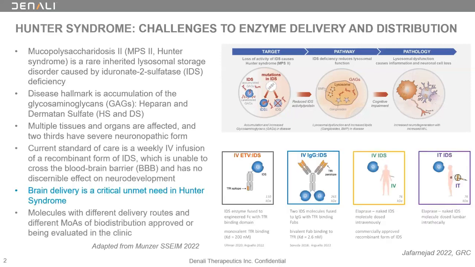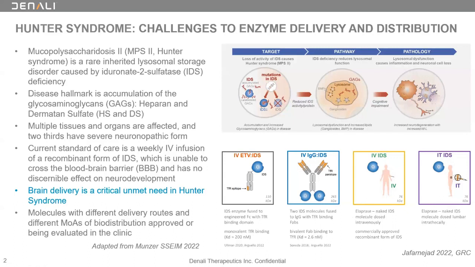Now, the current standard of care is essentially enzyme replacement therapy, and the approved molecule that we have is Elaprase. One of the limitations, if you may, for this IV infusion of Elaprase is the molecule is not able to cross the blood-brain barrier. So it is not able to impact or bring benefit to the patients with the neurodevelopment deficiencies. So the brain delivery of the IDS enzyme still remains an unmet medical need for Hunter syndrome.